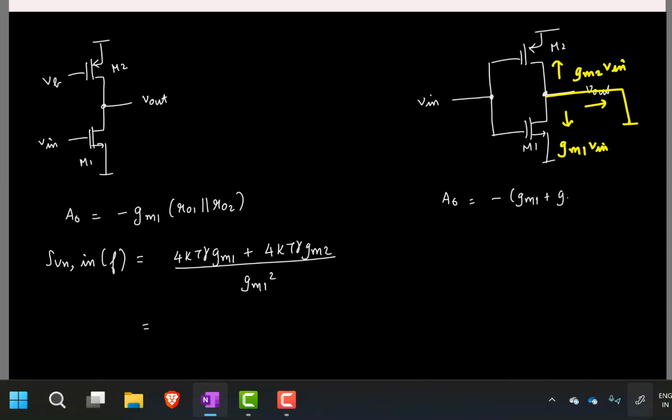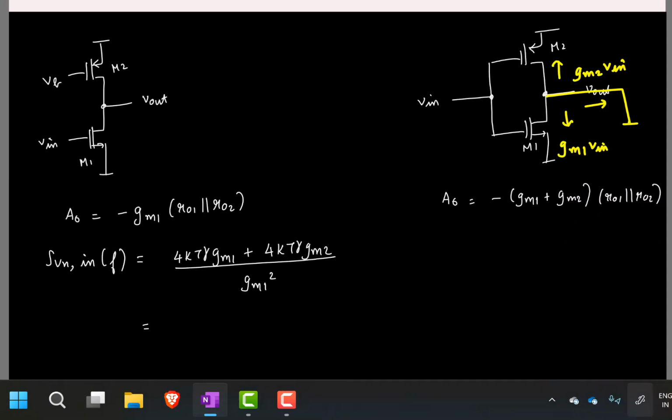What is the output resistance? It doesn't change, it's the same. I'll write it here itself: it's R01 parallel R02. So now you see the DC gain is back to normal, right? The output resistance is getting shunted, but GM is doubled.